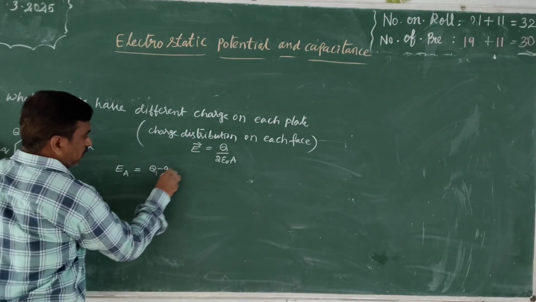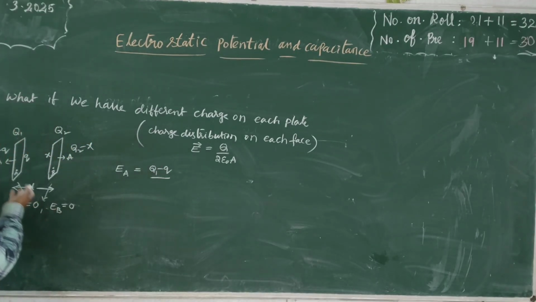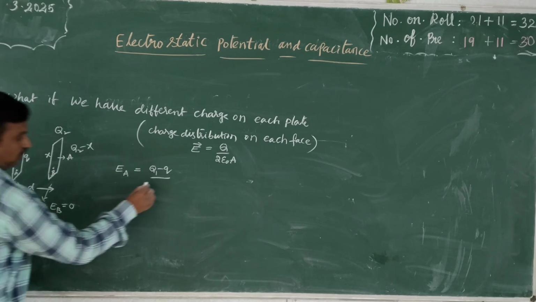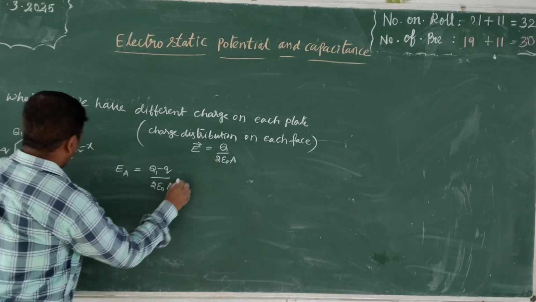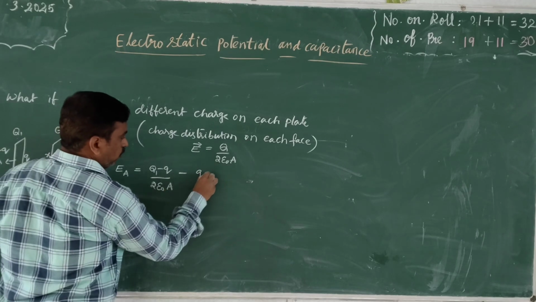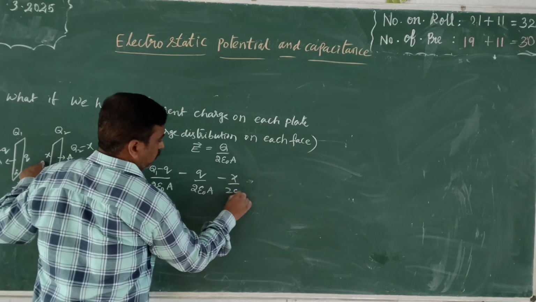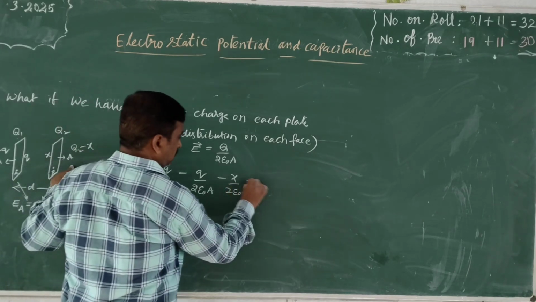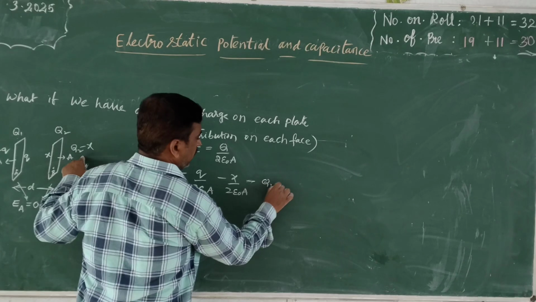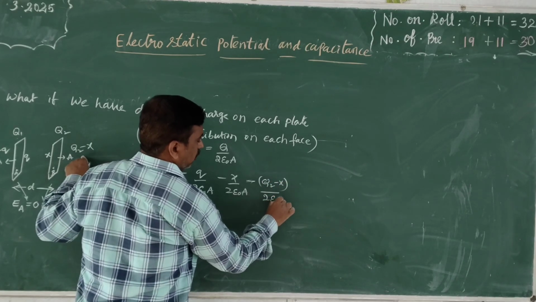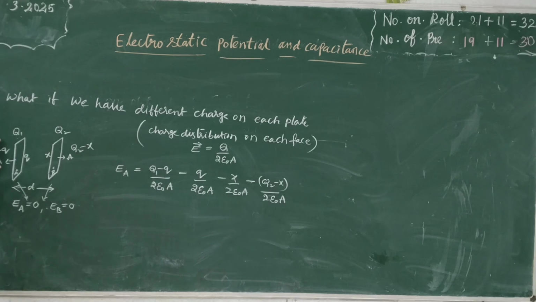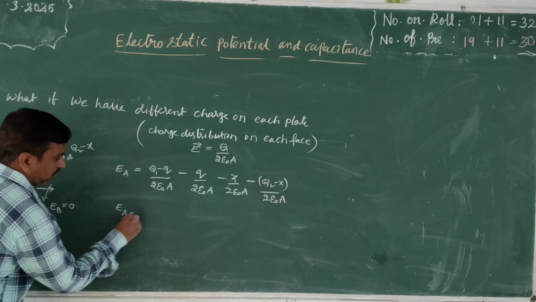Q1 minus small q by 2 epsilon naught A, where epsilon naught is the permittivity of the medium and A is the area. So we write q1 minus q by 2 epsilon naught A, minus x by 2 epsilon naught A, minus q2 minus x by 2 epsilon naught A. This one will be outwards, and the remaining will be in the other direction. This is the electric field on plate A.